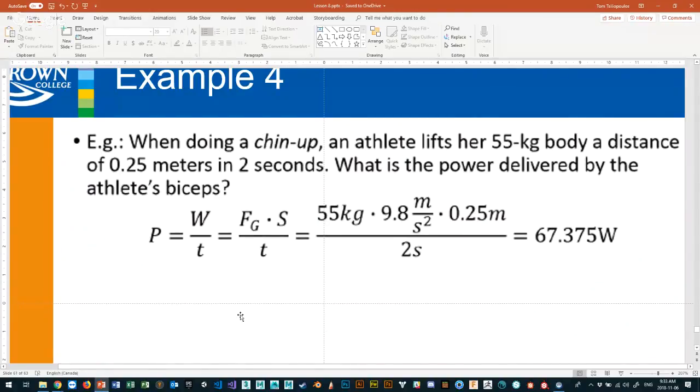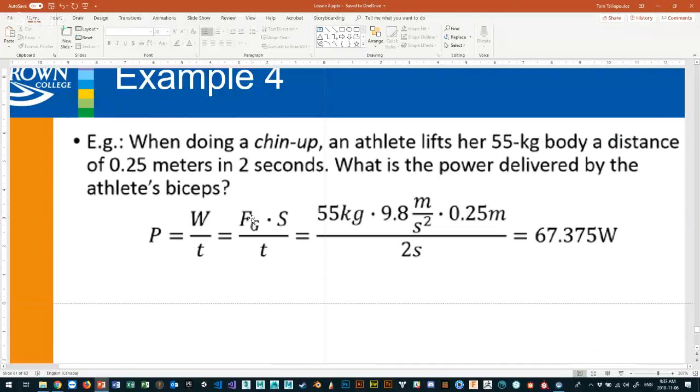Let's go down to this one. When doing a chin up, an athlete lifts her 55-kilogram body a distance of 0.25 meters in 2 seconds. What is the power delivered by the athlete's biceps? This is interesting. Power is equal to work over time, and the work is the force of gravity times the displacement. Remember, that's what work by gravity is.